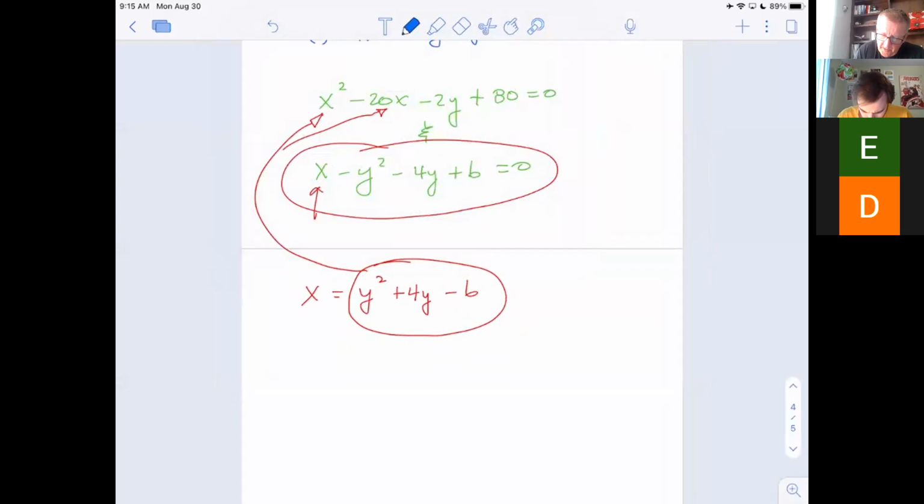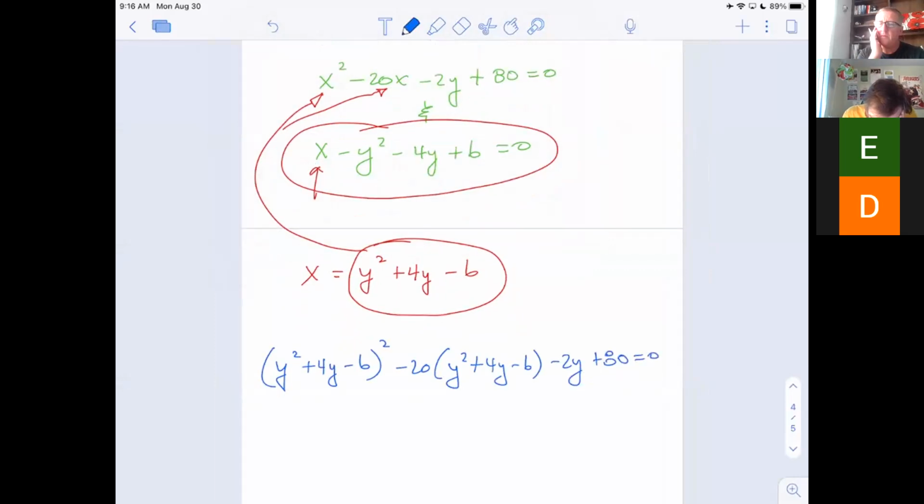So I have x squared, but x is now y squared plus 4y minus 6, but it's squared, and then minus 20 times x, but x is now replaced with y squared plus 4y minus 6. And then I have a minus 2y, which I'm fine with, and I have a plus 80, which I'm fine with, and then equals 0. And so look, 1 equation, 1 unknown. That's algebra you should know.